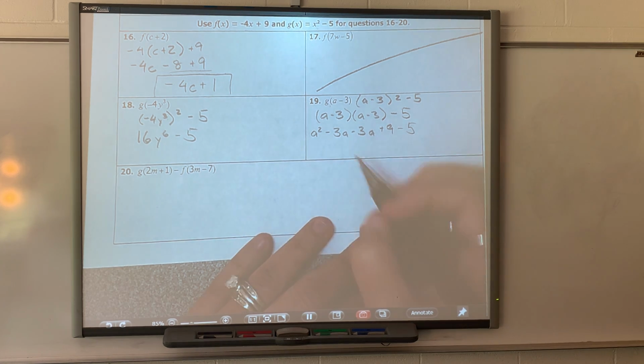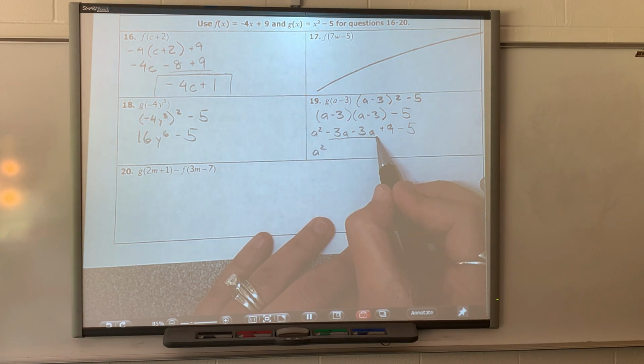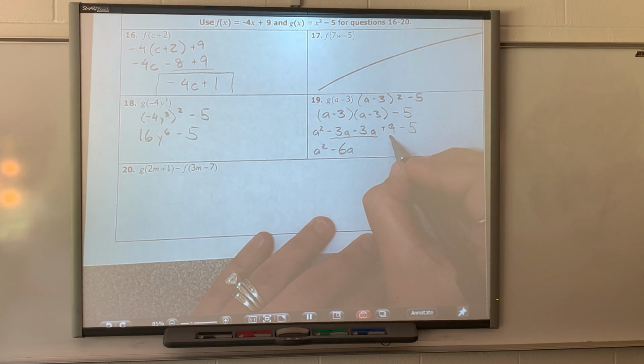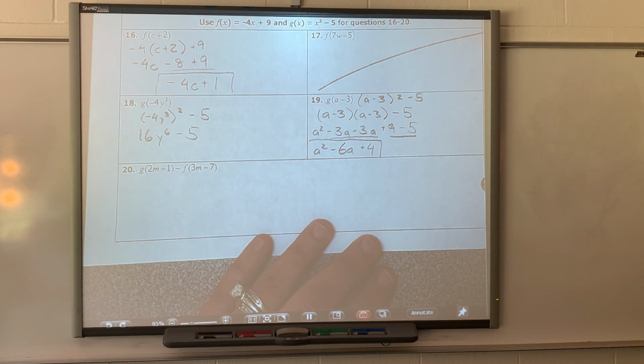Combine like terms. Is there anything to combine with a squared? No. The a's are right here together. -3a and -3a give you -6a, and 9 minus 5 gives you plus 4. Now you're finished. You've combined like terms, you're done. Everybody okay? That is a quadratic.